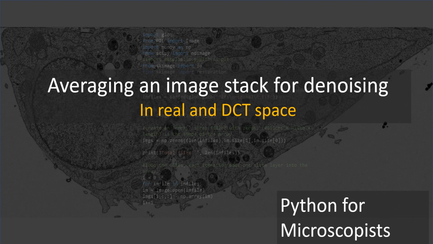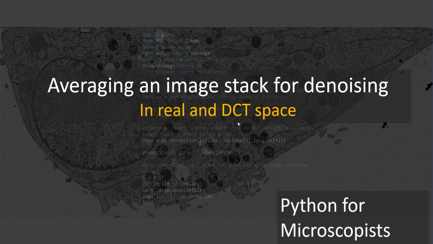Now, for this tutorial, let's actually do something fun. Let's perform denoising by averaging an image stack. As you probably know, if you have a stack of images with some random noise in each image, then by averaging it, you can reduce the noise and you can get clean images. Now, you can do that in real space, obviously, by taking each image and averaging it. But we are also, at the same time, going to do that in the DCT space, discrete cosine transform space.